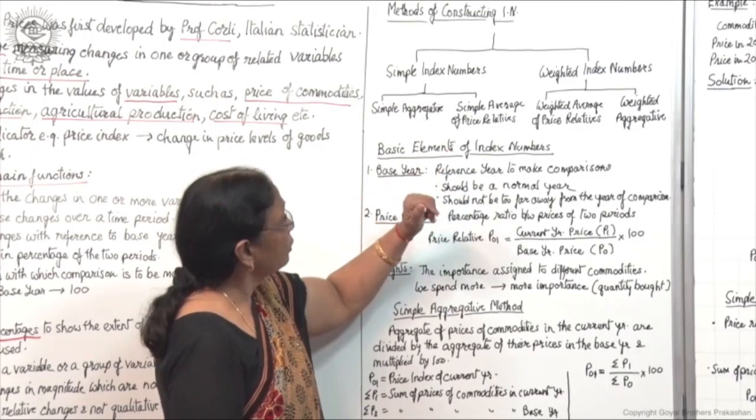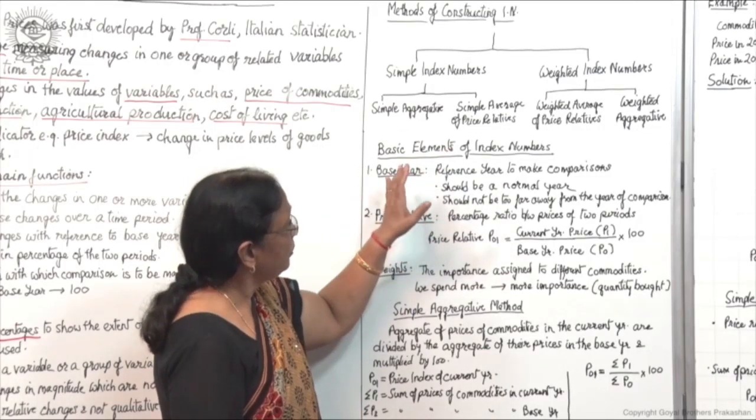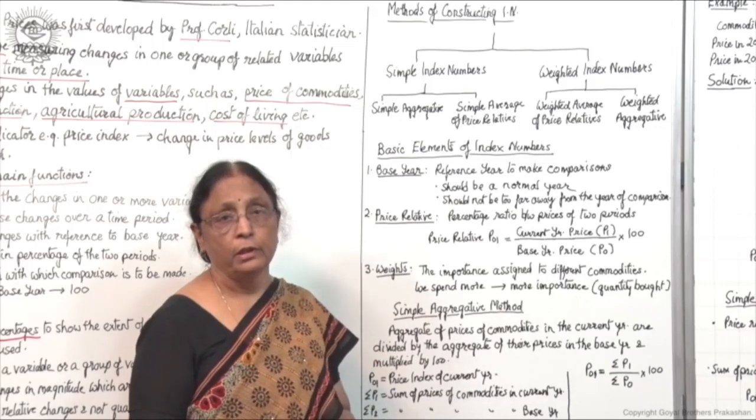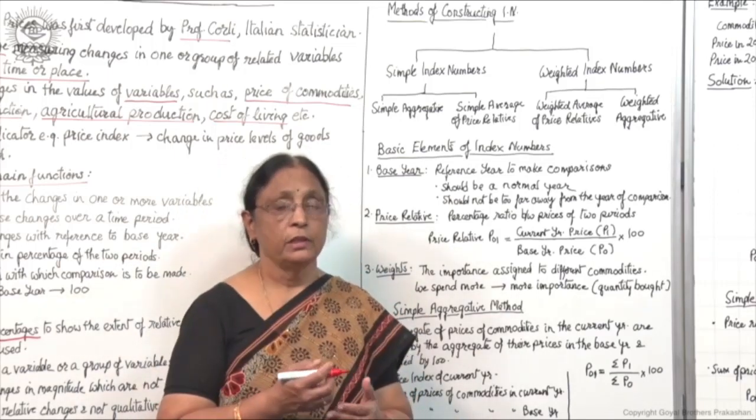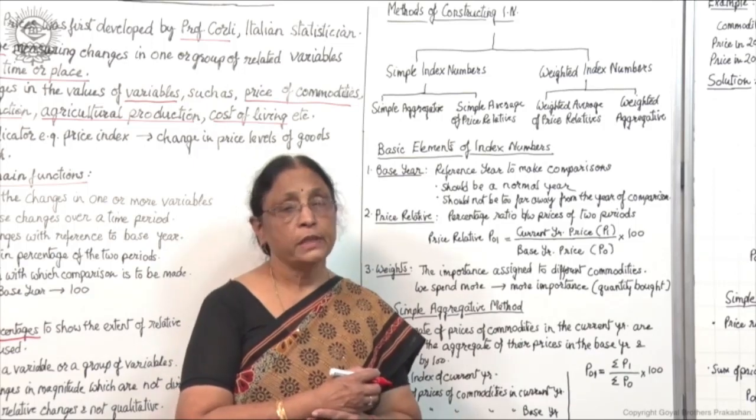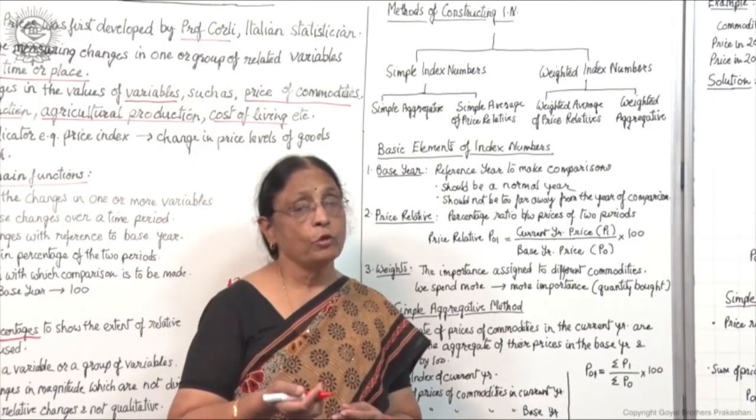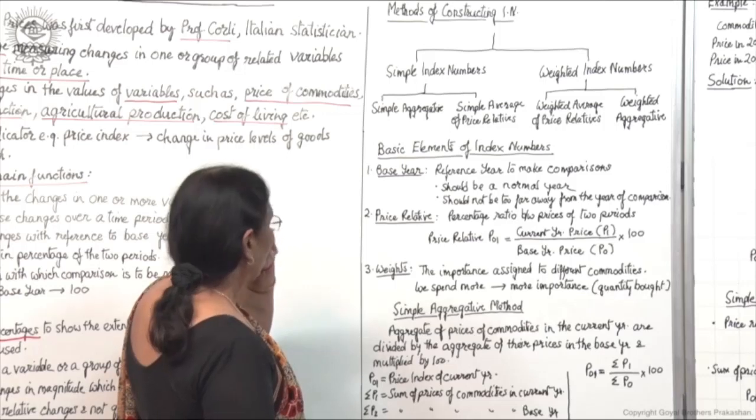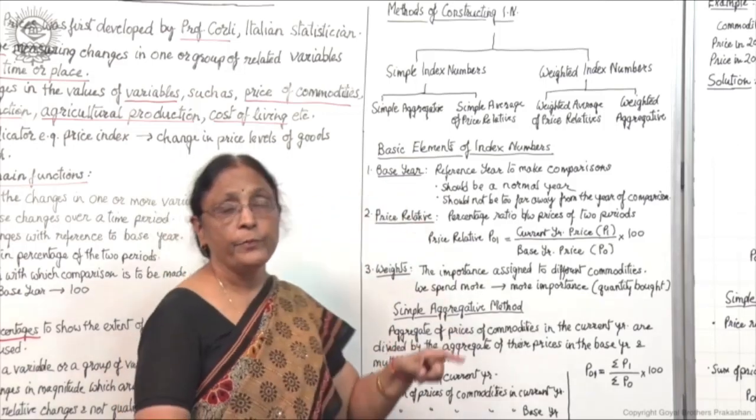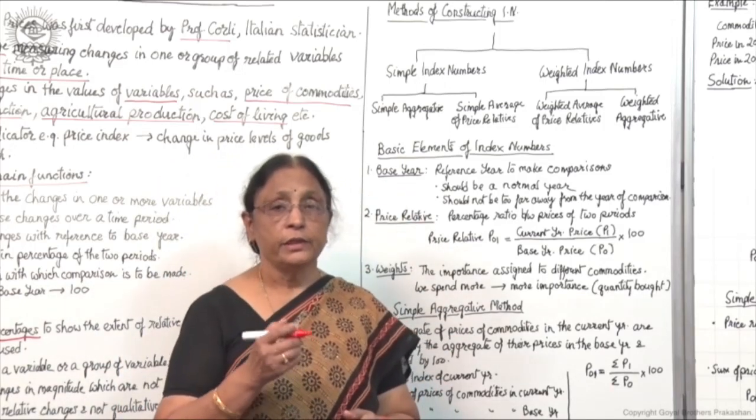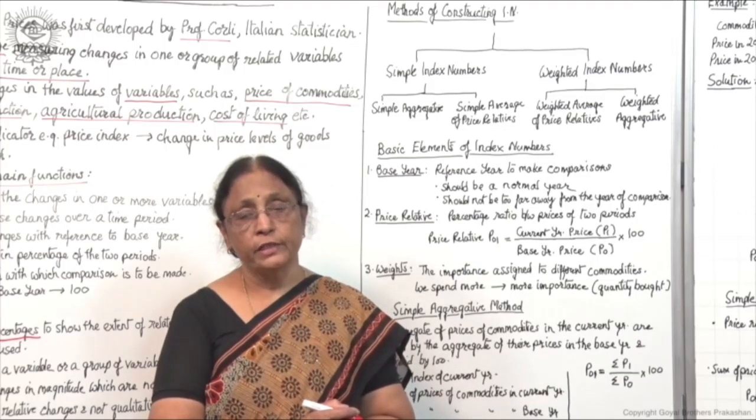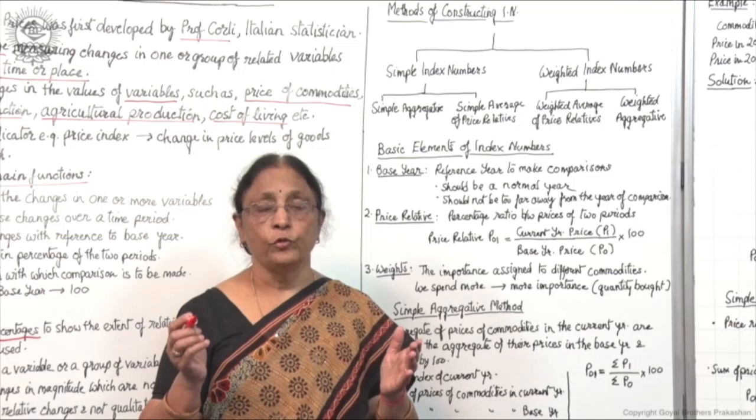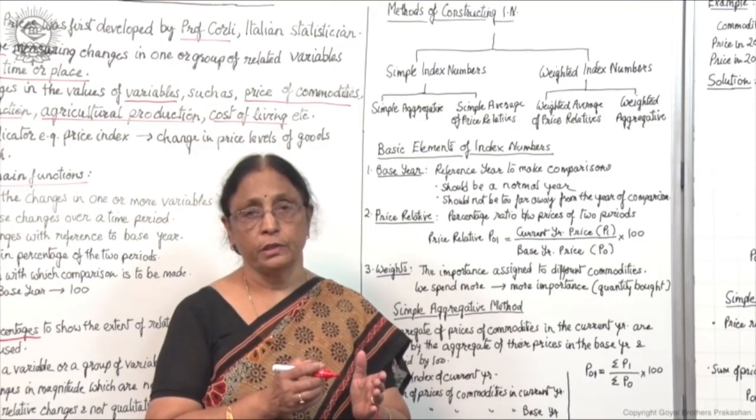Now before doing the calculations, let us see what are the basic elements of index number. That means when you are making the index number, what are the basic things you need, or basic elements of index number, what are these? First is base year. Base year is very necessary for the calculation of index number, because you have to measure the relative change in prices.